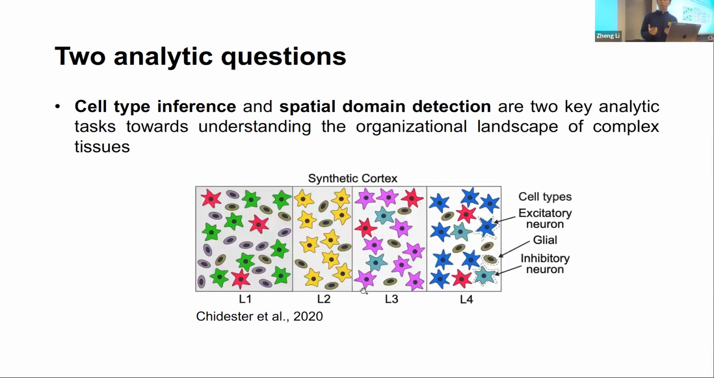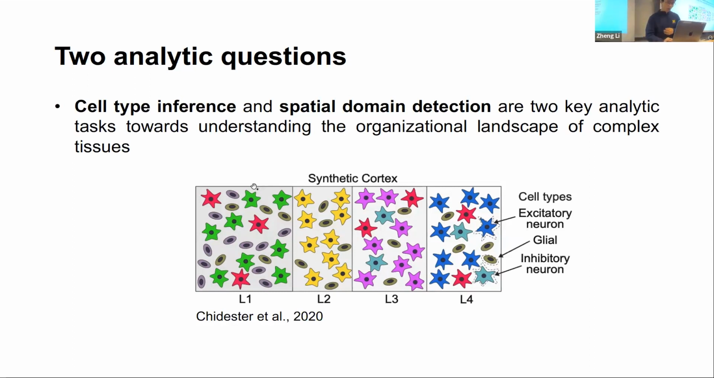And with these 2 important data, we can perform many interesting analyses. And 2 specific questions that are of interest to many biologists are cell type inference and spatial domain detection. We define a cell type to be a cell that has a unique gene expression profile. And we define spatial domains to be a region on the tissue that has a unique cell type composition.